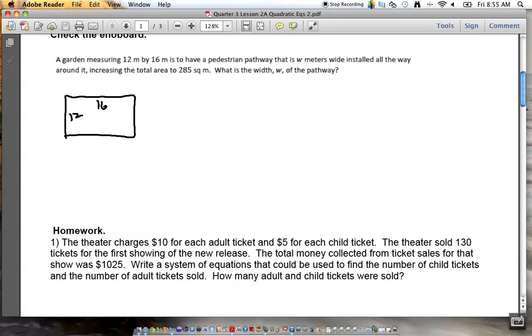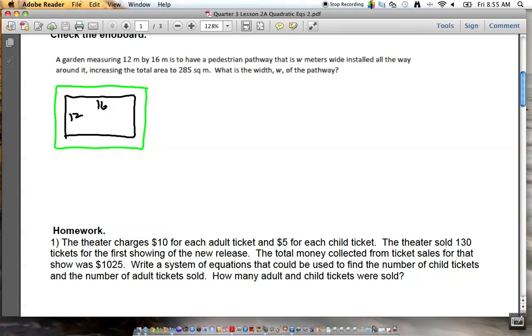Okay, so look, we have a rectangle that measures 12 by 16. And then it is supposed to have a pedestrian pathway that's W meters wide installed all the way around it. So, there's my pathway that goes all the way around it.